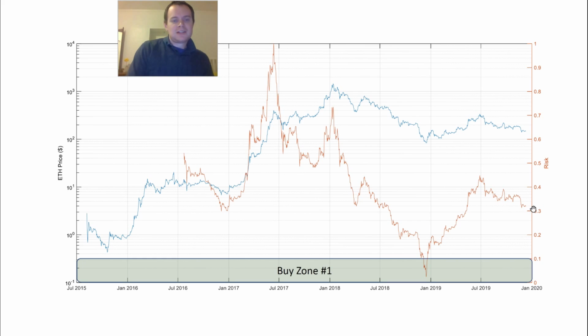So if we step through, what I do is I have buy regions where I dollar cost average my way in, and then I dollar cost average my way out. Now, not every dollar cost average method is created equally.